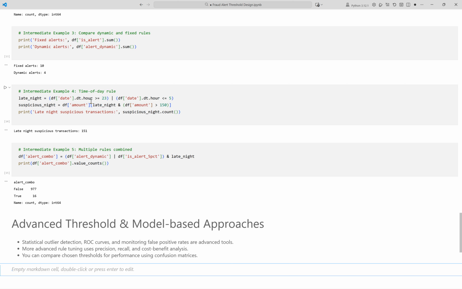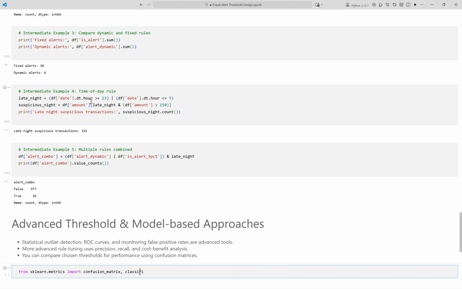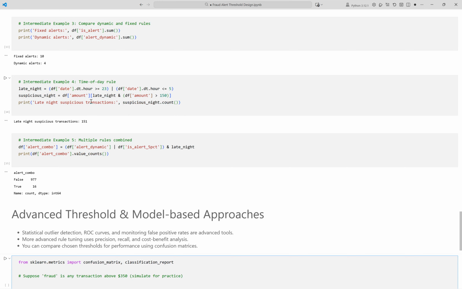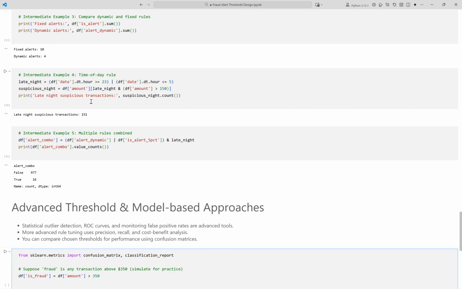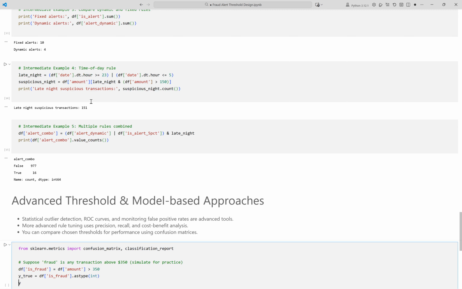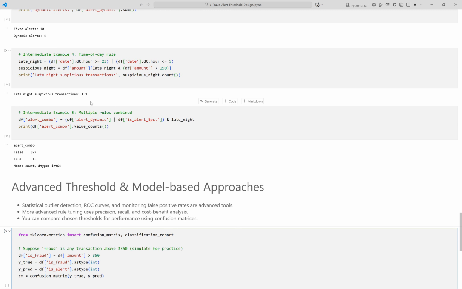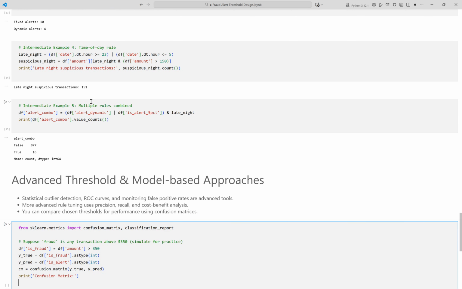We import confusion_matrix and classification_report from sklearn. For practice, we decide that a fraud transaction is anything above $350. We make y_true as the ground truth label. We use our fixed alert as the prediction. We build the confusion matrix to compare them. We print the confusion matrix so we can see true positives and false positives. We print a classification report for precision and recall.